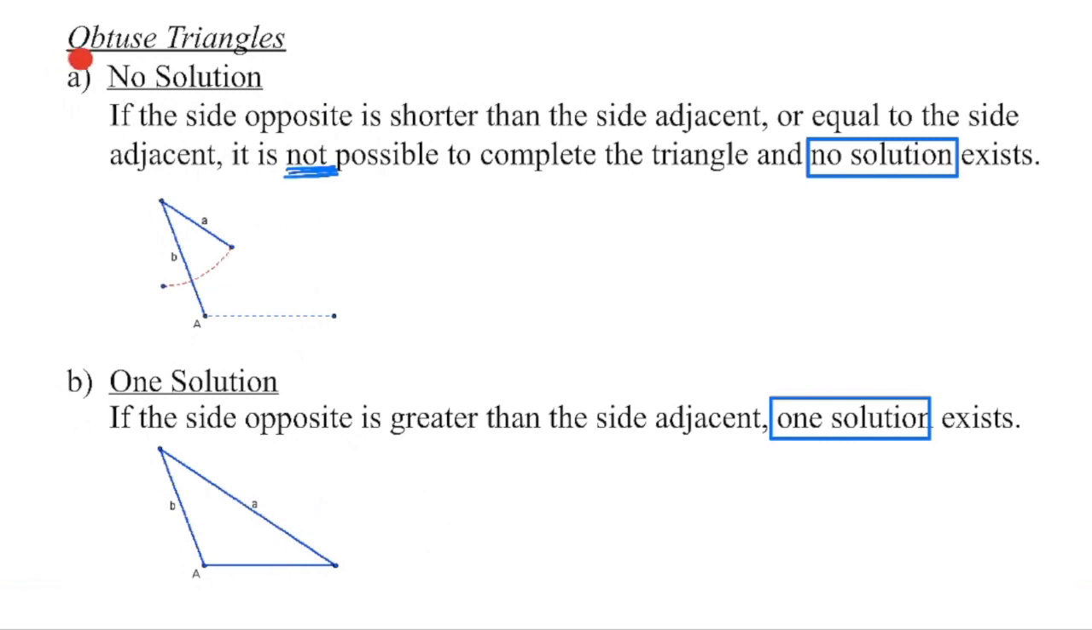If we have an obtuse triangle, we know an obtuse triangle has one obtuse angle. If this angle that we're given is angle A, and the side opposite from angle A, this side here, is shorter than the adjacent side, we can see that this is not going to connect. We have no triangle. There is no solution in that case. If from angle A the side opposite is greater than the side adjacent, we can see that this is going to allow our triangle to connect. There will be one solution for that particular triangle.